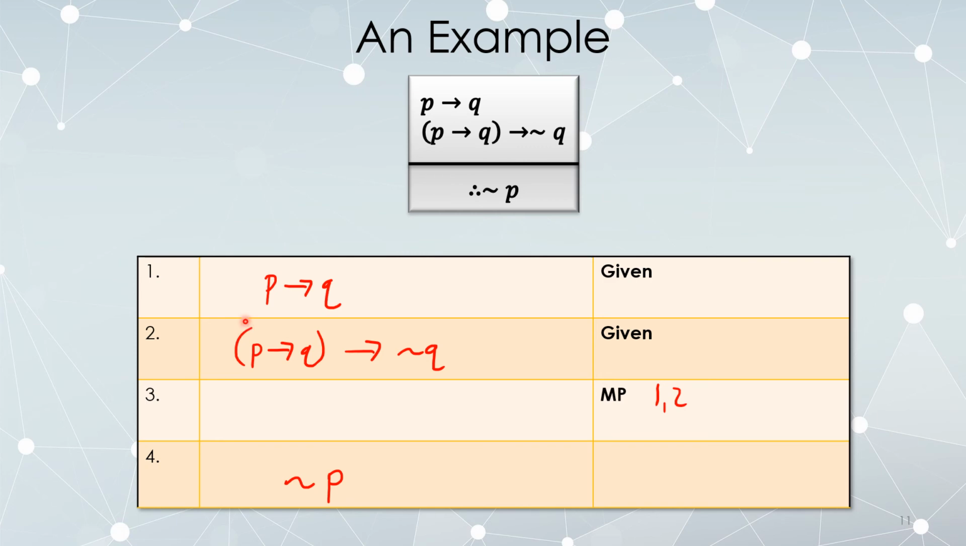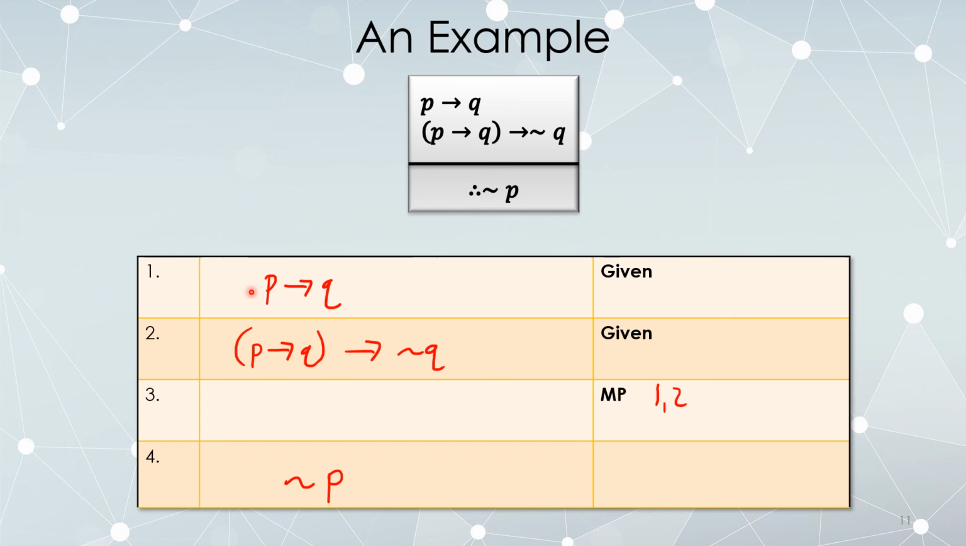So that can't be how I'm using modus ponens, which means line 2 has to be the conditional statement. And it is. P implies Q implies not Q. So I do have a conditional statement. What's its hypothesis? This entire thing, P implies Q, which is exactly the other line I'm referring to in line 1. So the conditional statement is line 2, and its hypothesis is line 1.